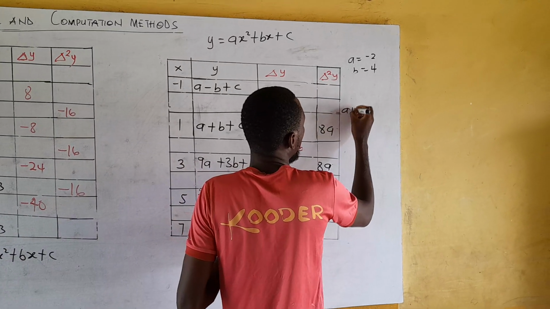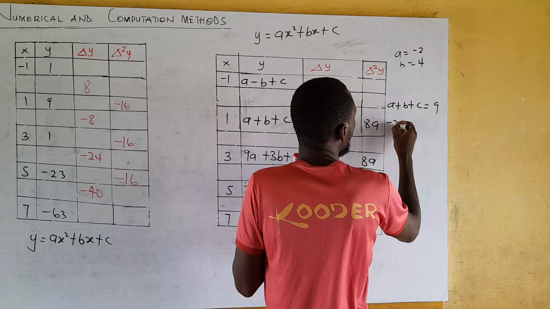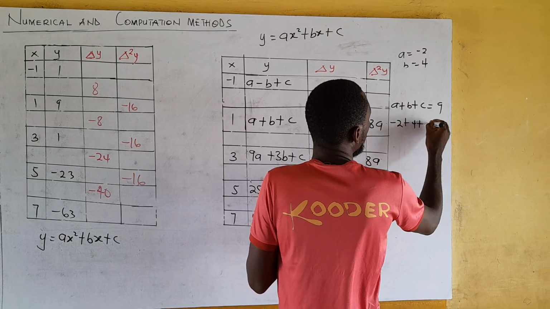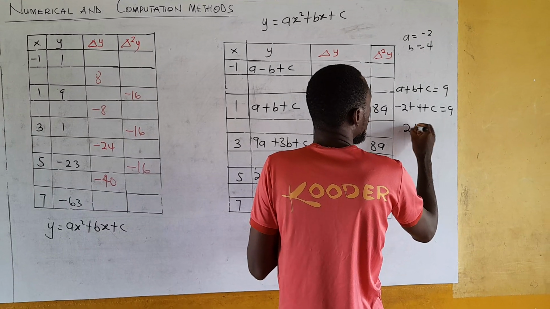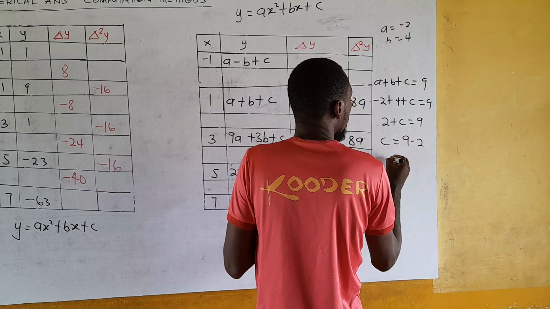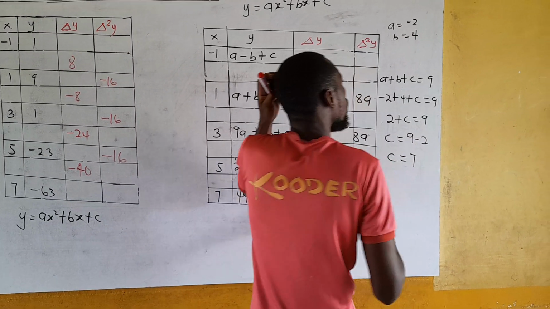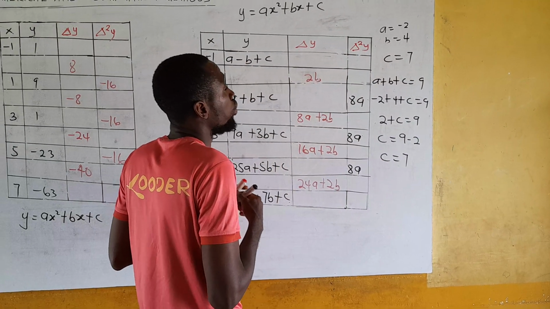So a plus b plus c is equal to 9. Our a is negative 2, b is 4, plus c is equal to 9. Negative 2 plus 4 is 2, plus c equal to 9. C is equal to 9 minus 2, and c is 7. So we know c to be 7, a to be negative 2, b to be 4.